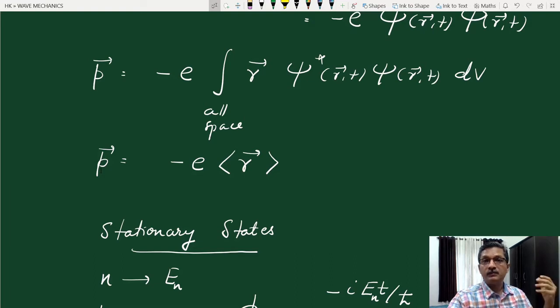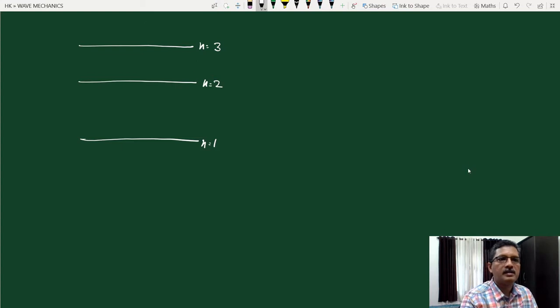Then the question is, when does the hydrogen atom emit radiation? Now, suppose the electron in the hydrogen atom is in an excited state. Suppose it is in the n equal to 3 state, or the n equal to 2 state. Suppose it is in a state above the ground state, which is, let us say, n equal to 1. Then it undergoes de-excitation. It can remain in this excited state only for a short interval of time, of the order of 10 raised to minus 8 seconds. Then it undergoes quantum jumps downward. It will go to the n equal to 2 state. It can also go directly to the n equal to 1 state.